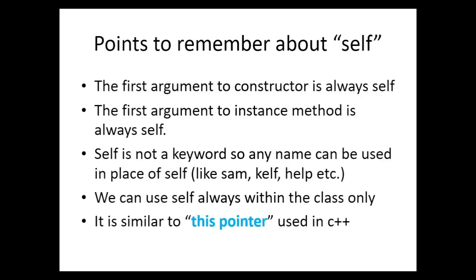Now some points to be remembered about self. The first argument to a constructor is always self. The first argument to an instance method is always self. Self is not a keyword, so we can use any other name. We can use self only within the class. Basically, self is similar to the this pointer used in C++, and it refers to the current object. So self is a reference to the current object.